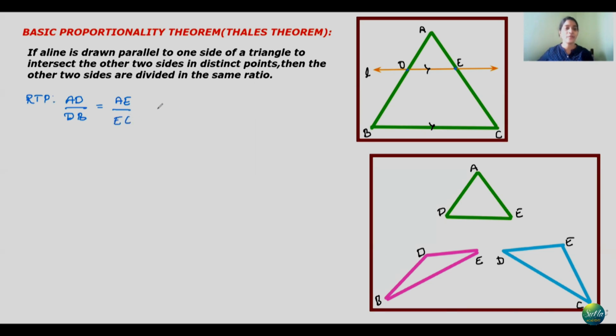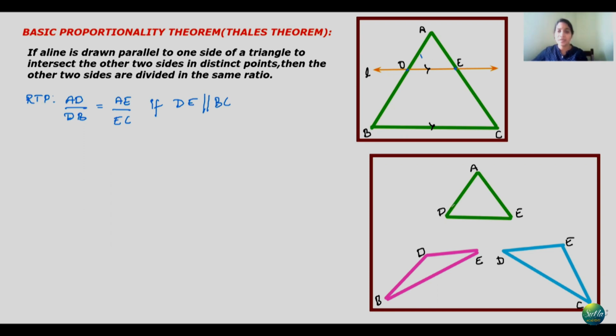And this is the condition we are going to prove: if DE is parallel to BC. So this is what the basic proportionality theorem says for us in a triangle ABC. Now if we observe, the line L is dividing the total triangle into two parts, that is, one is a triangle and the other one is a quadrilateral BDEC. So now let us take the triangle part.